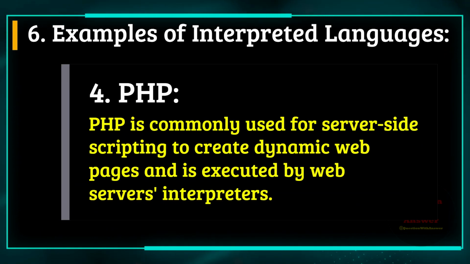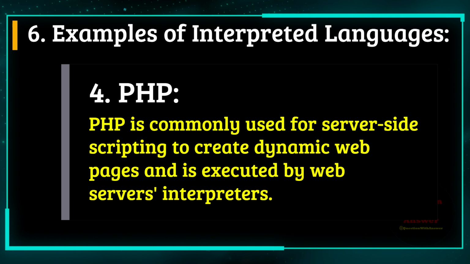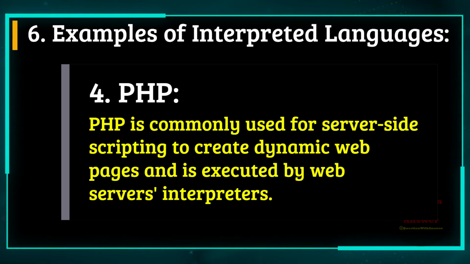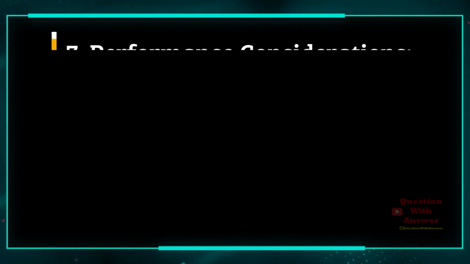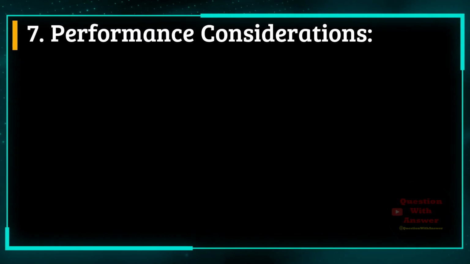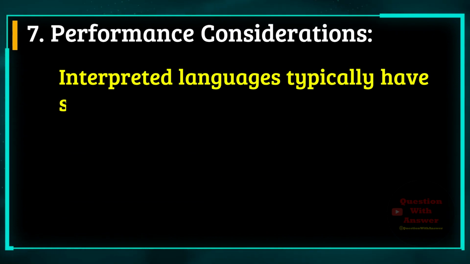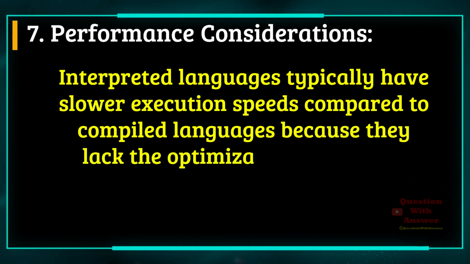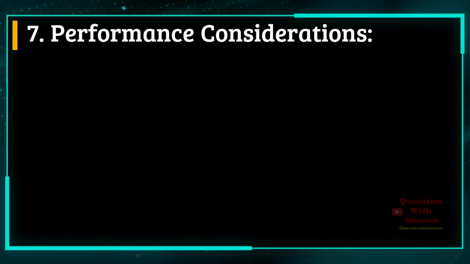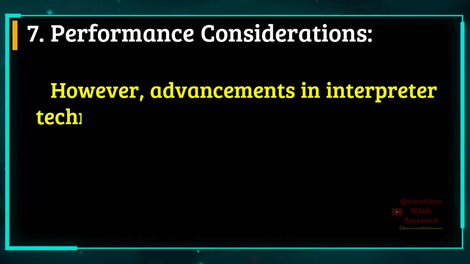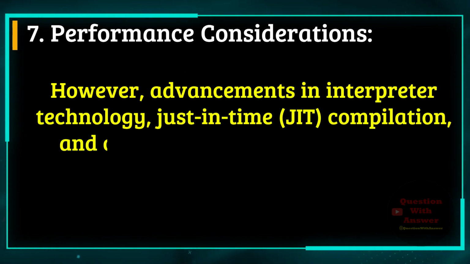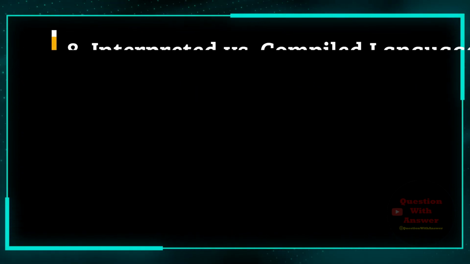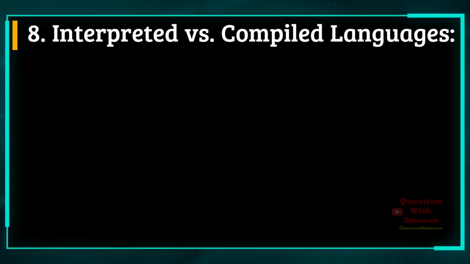4. PHP. PHP is commonly used for server-side scripting to create dynamic web pages and is executed by web servers' interpreters. 7. Performance considerations. Interpreted languages typically have slower execution speeds compared to compiled languages because they lack the optimization performed by compilers. However, advancements in interpreter technology, just-in-time (JIT) compilation, and other techniques have narrowed this performance gap in recent years.